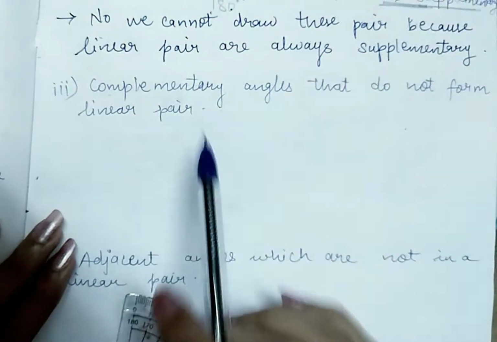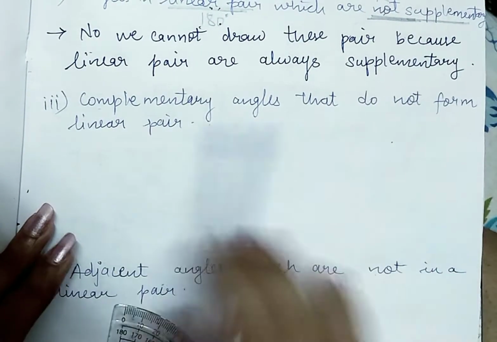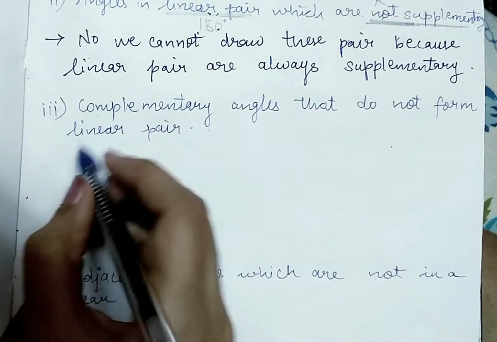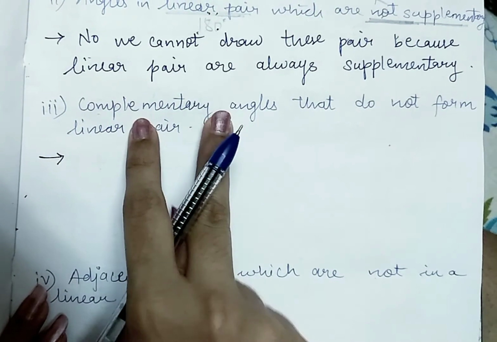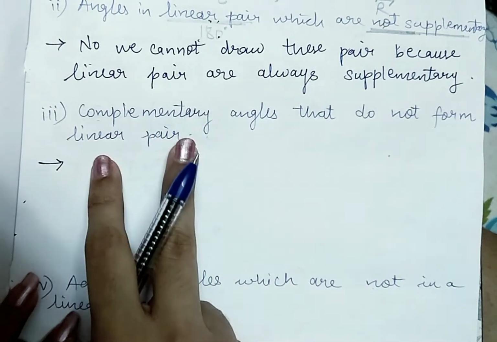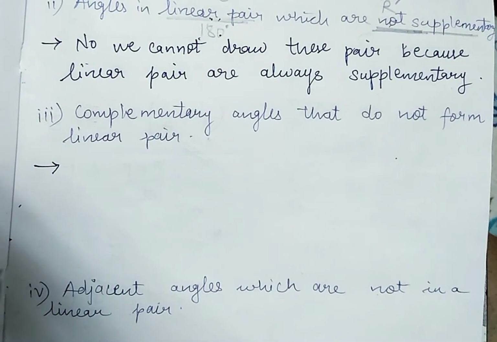Now third one, complementary angles that do not form a linear pair. We have to draw complementary angles that do not form a linear pair. Again, complementary angle means when we add up, the sum is 90 degrees and it should not be a linear pair. So there are many ways.